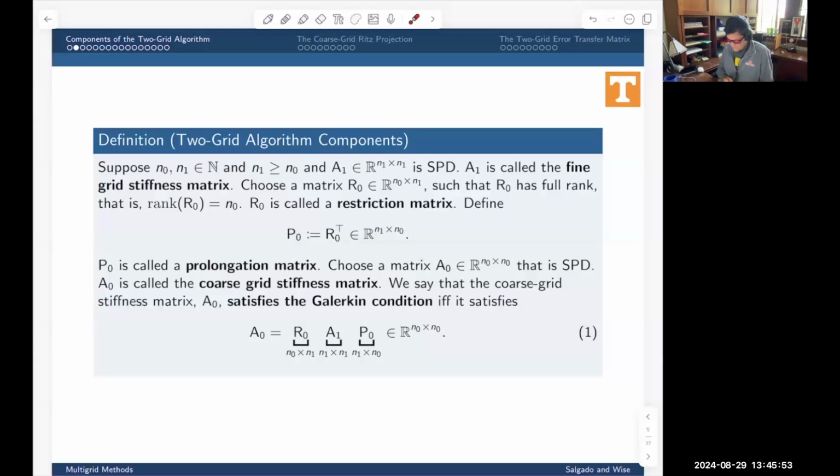That's the idea. And let's suppose that we have lying around a matrix A1, which has dimensions n1 by n1. In other words, it has n1 rows and n1 columns. So that's the bigger dimension. Suppose that that guy is SPD. We're going to call, kind of arbitrarily so, this A1 the fine grid stiffness matrix. All right, the fine grid stiffness matrix. Why is it called the fine grid? Well, this is going to be explained as we go along.